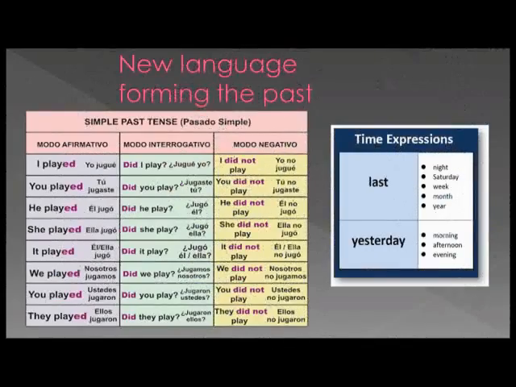Now, let's try to do an activity over here. We're going to see the new language formula. Over here we say simple past tense, which is pasado simple. The affirmative form is over here in Spanish, but then you can see I played, as I said before, in order to give the past. But for this, we have to use some time expressions. The most common time expressions will be last night, last Saturday, last week, last month, last year.